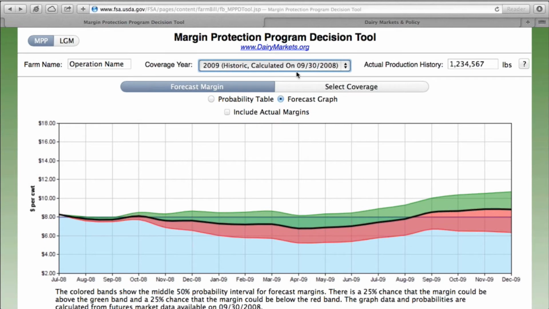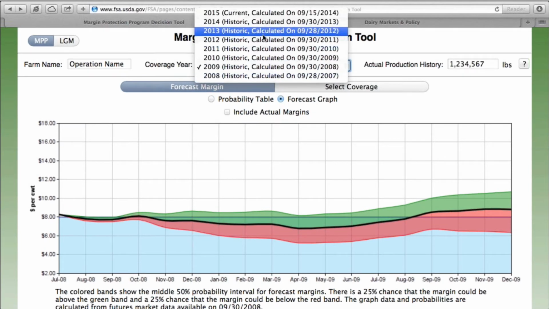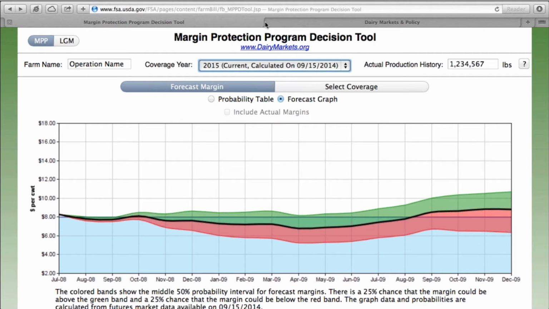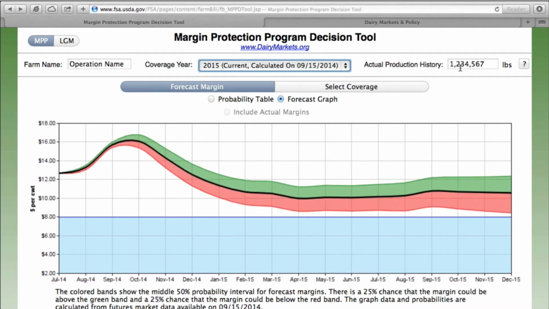But let's go back to the current year, 2015. Let's put a production history in. Let's go 4 million pounds. That's step one. Let's enter my operation name. I'm in Illinois, but I am a former Buckeye. So my dairy is Buckeye Dairy. We enter that information and we review the margin.